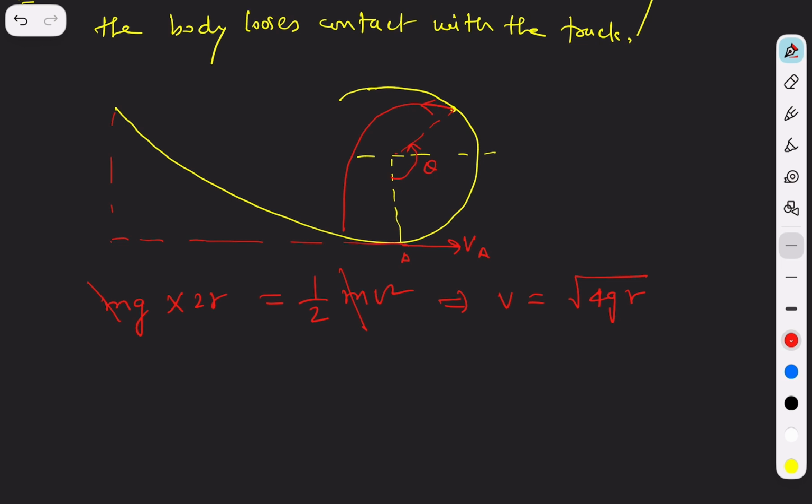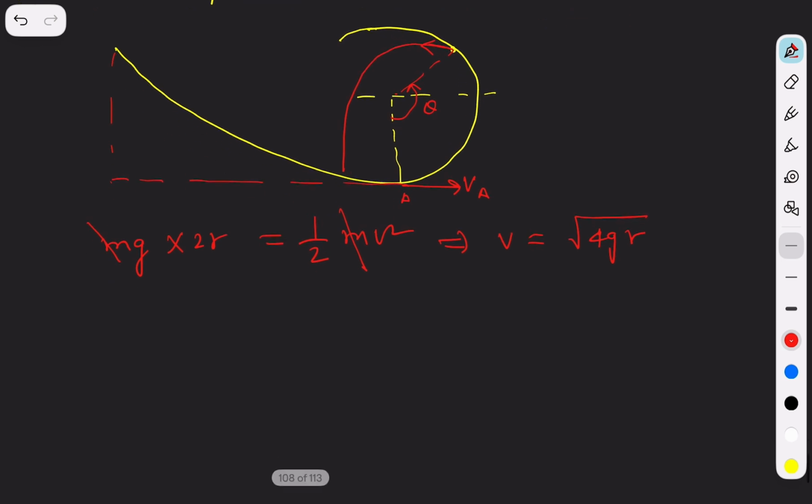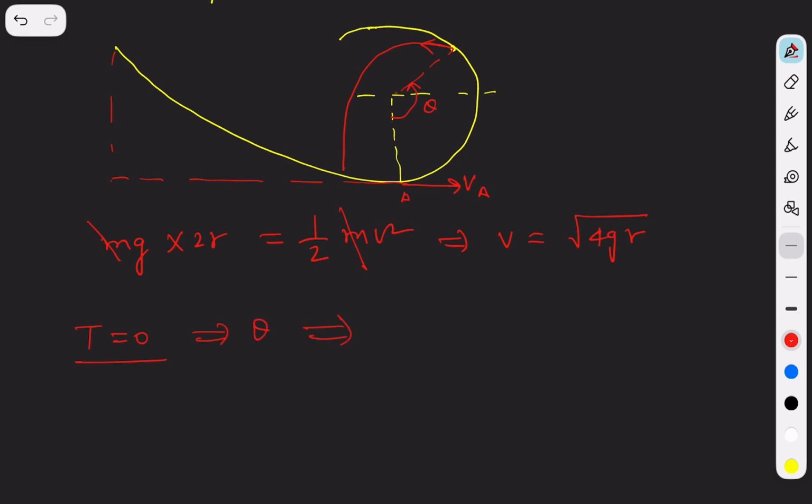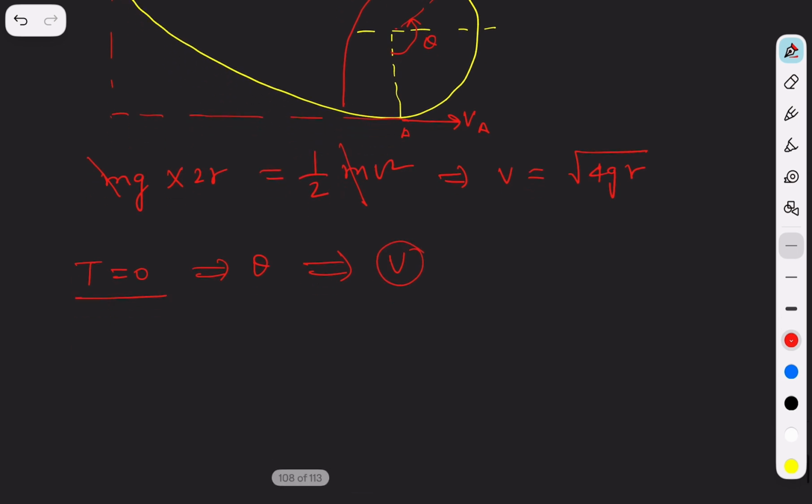So guys, in this case, what we want to find out is where it will lose the contact. Okay, so guys, tension is going to be 0. Okay, so when the tension becomes 0, you can find theta here, and then guys we can find v easily. If you remember the formula that I had told you, we can directly solve the problem, otherwise you just have to derive it once again.